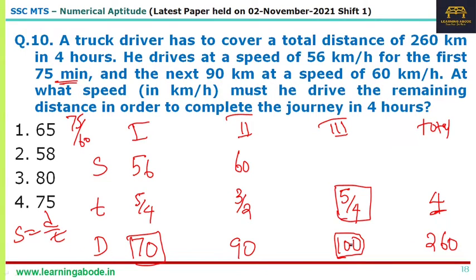So this 100 kilometers he has to cover in 5/4 of an hour. That is, he has to cover in 75 minutes, right? So that's the speed that we are supposed to find. So 100 divided by 5/4, that is equal to 100 into 4/5. So that's 80 kilometers per hour. So what speed must he drive? Answer option 3, 80 is the answer for question number 10.